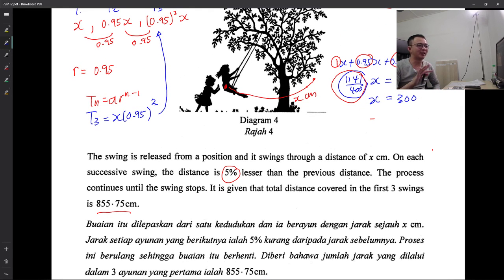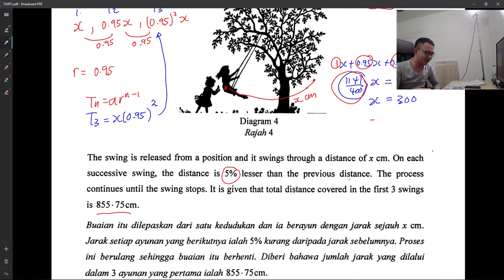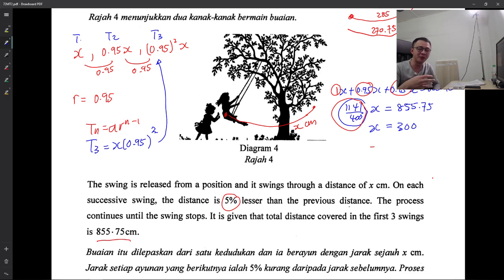Normally, I say normally, but not 100%, when I see percentage, it will be GP. Why? Because if it were AP, in this question they would ask like this: they would say the first swing, then the successive swings will be minus 5 cm. So we know every next swing will be minus 5. Then it will become AP.